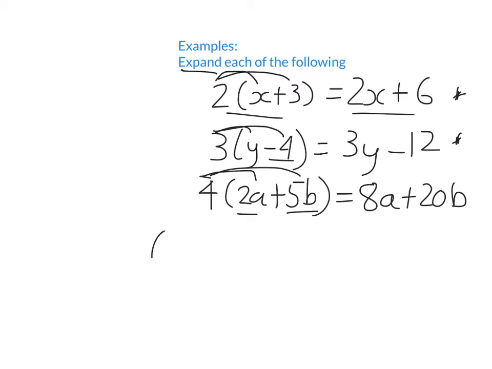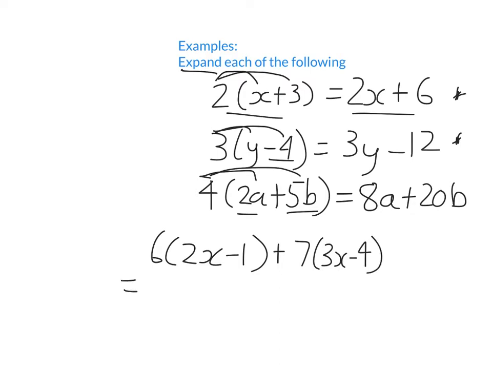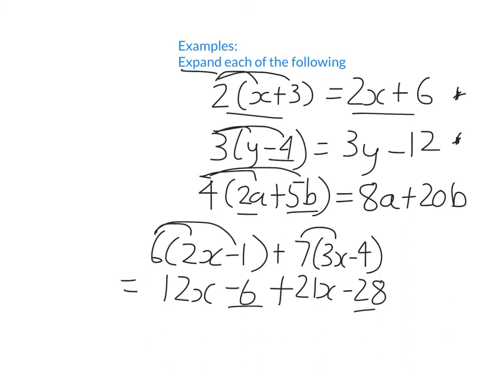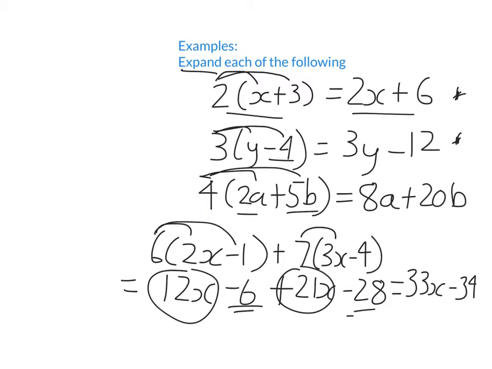So let's say I had something like this, 6 times 2x minus 1, plus 7 times 3x minus 4. I'm going to expand each of these brackets and then collect like terms. So we'll do the first bracket first. 6 times 2x, 6 times negative 1, put the plus there. So we've got 7 times 3x, and 7 times negative 4. Note this and this are like terms. 12x and 21x are like terms. So 12x plus 21x is 33x. Minus 6 minus 28 is minus 34. Okay, and we're done.